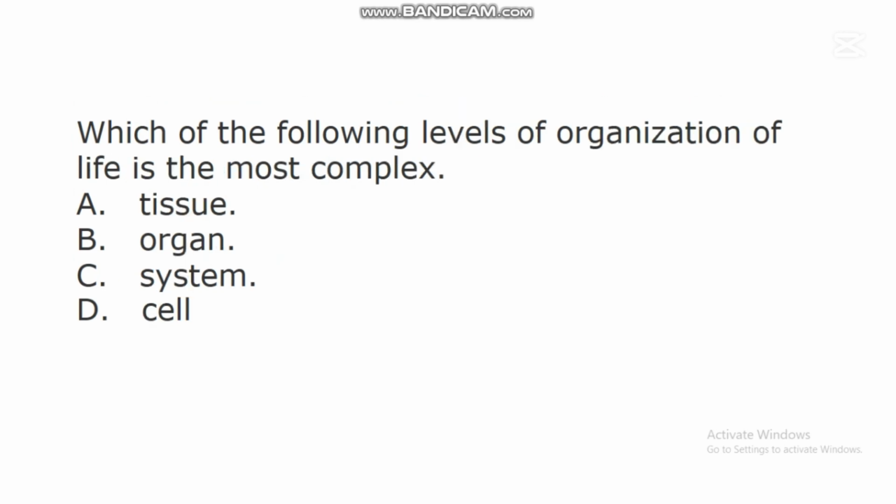The next question says, which of the following levels of organization of life is the most complex? A. Tissue. B. Organ. C. System. D. Cell. In this question, the correct answer is C. System. Among these options, system is the level of organization of life that is the most complex.